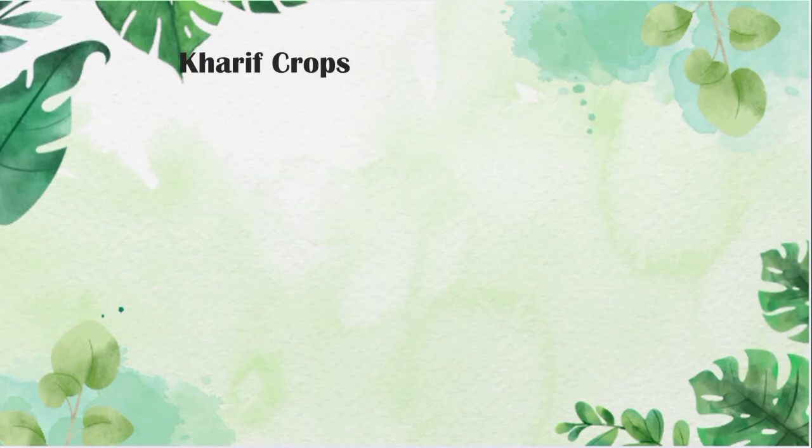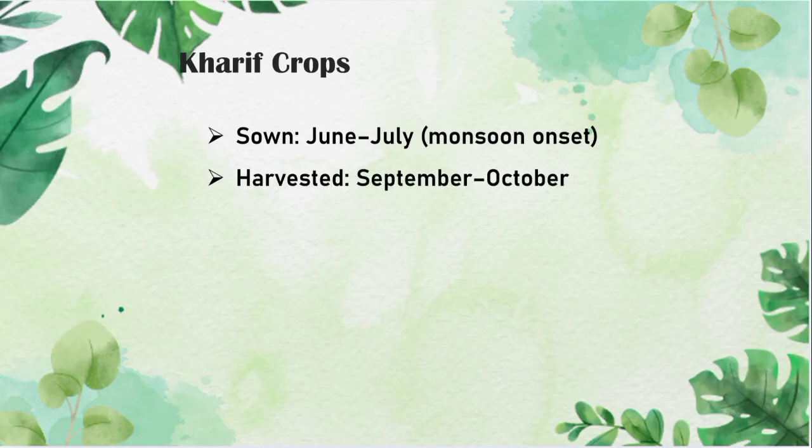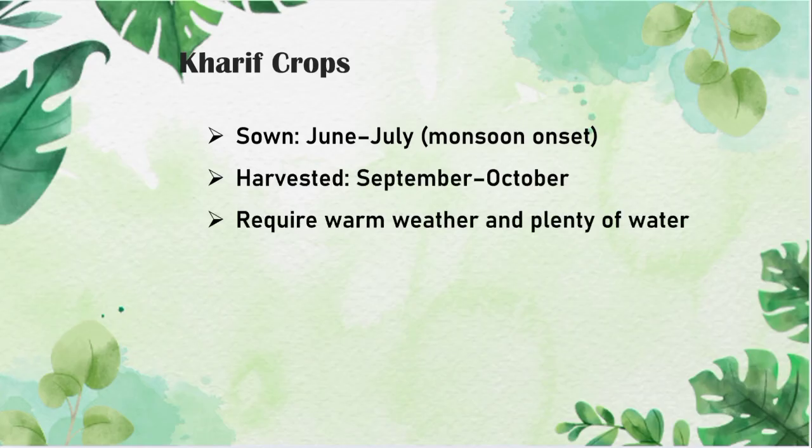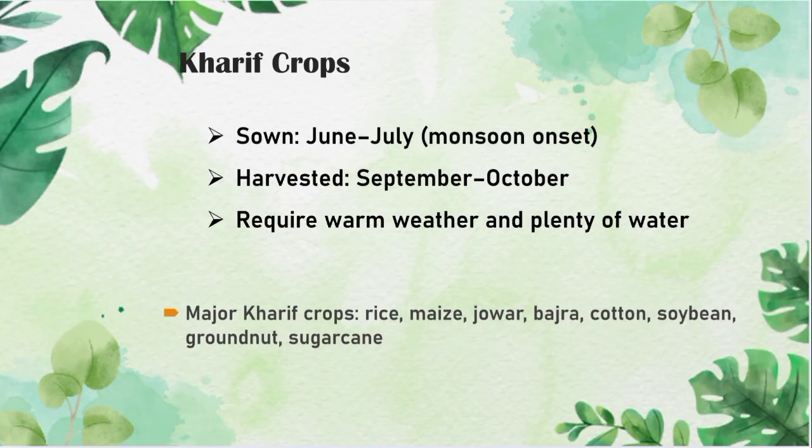Kharif crops, sown June to July, monsoon onset, harvested September to October. They require warm weather and plenty of water. Major Kharif crops include rice, maize, jowar, bajra, cotton, soybean, groundnut, and sugarcane.